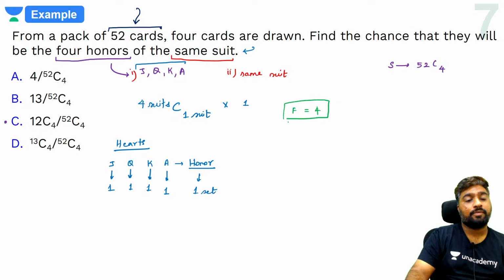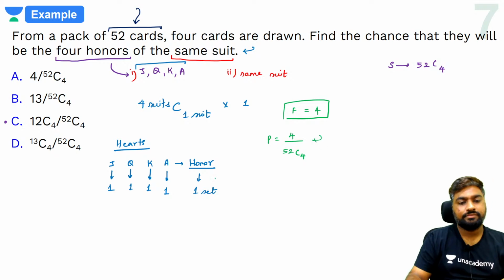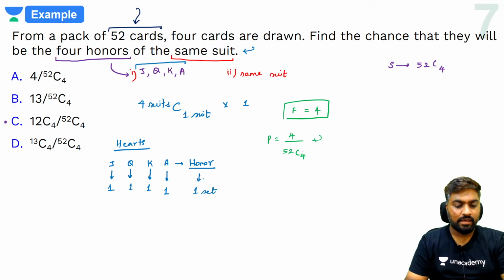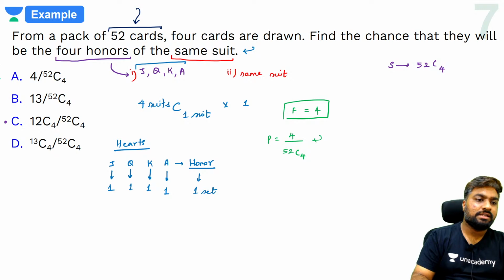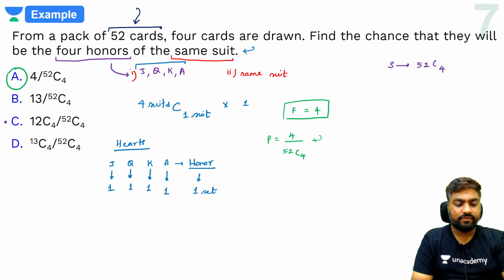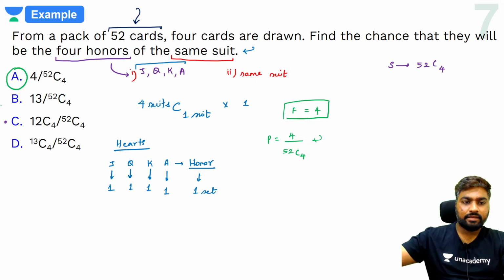So what will be your probability here? Your probability will be favorable outcomes by total outcomes. Clear? Say yes if you've understood this. So your actual answer is option A, 4 by 52C4. Not 12C4 by 52C4. Is this clear? Everybody? सही है? समझ में आ गया?